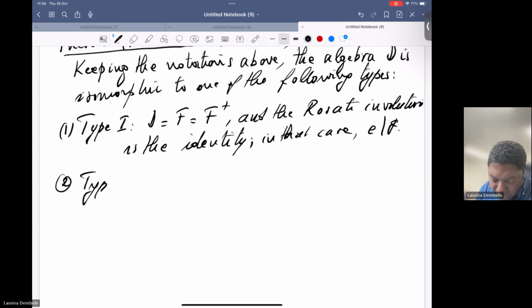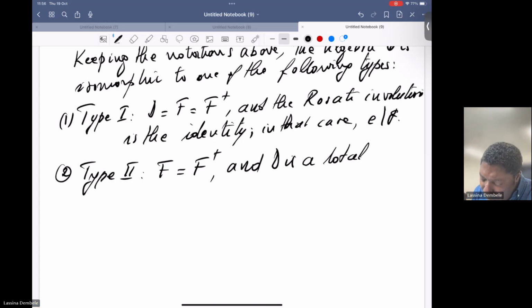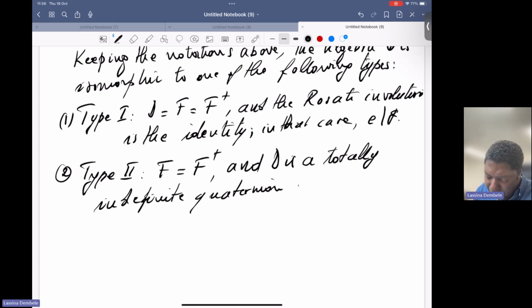Type 2. So in that case, we have that F is equal to F dagger, and that D is a totally indefinite quaternion algebra over its center, which is F.